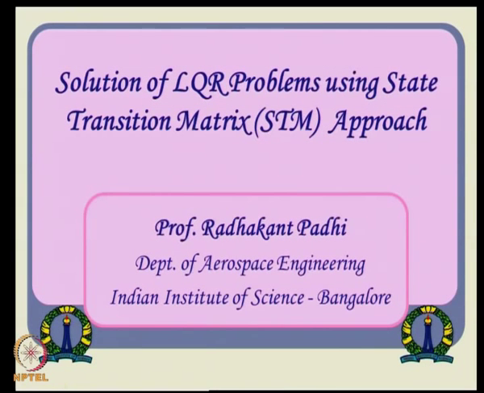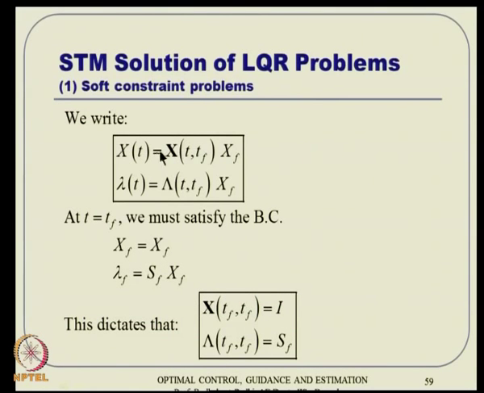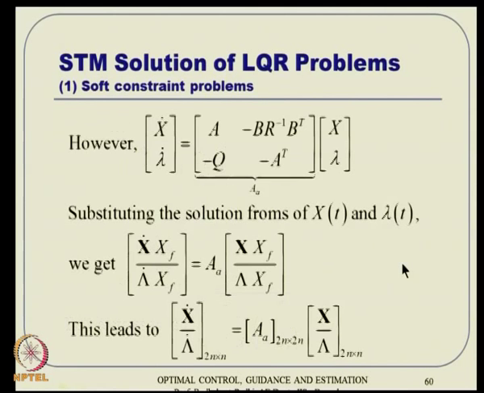Alright, so after that we again extended that for the state transition matrix approach. We relooked at the problem and tried to solve it using the state transition matrix approach, where we write x of t as the state transition matrix times x f. Lambda of t is also a state transition matrix for lambda times x f, and at t equal to t f this condition has to be satisfied. So we got the boundary conditions at t f.